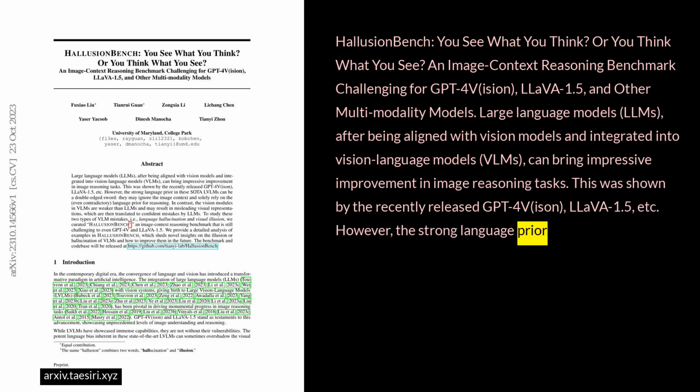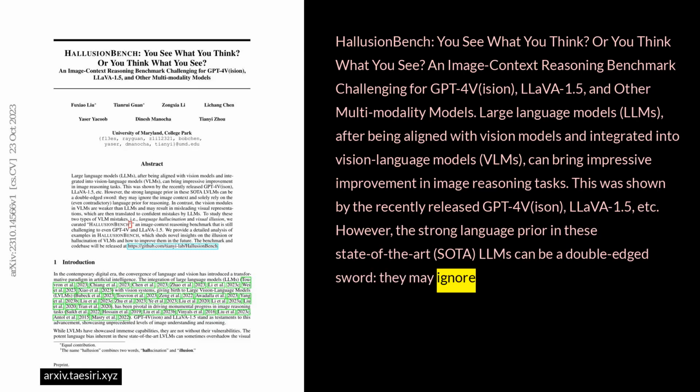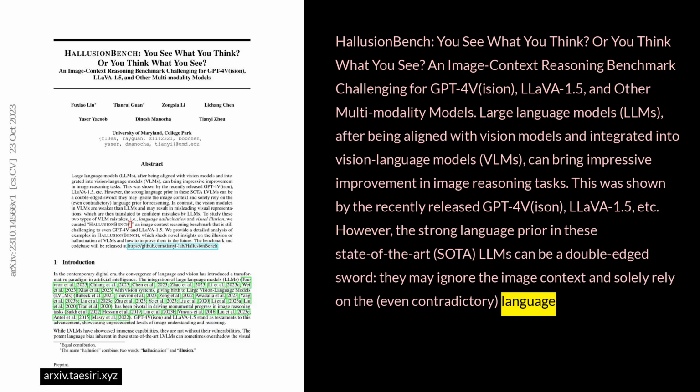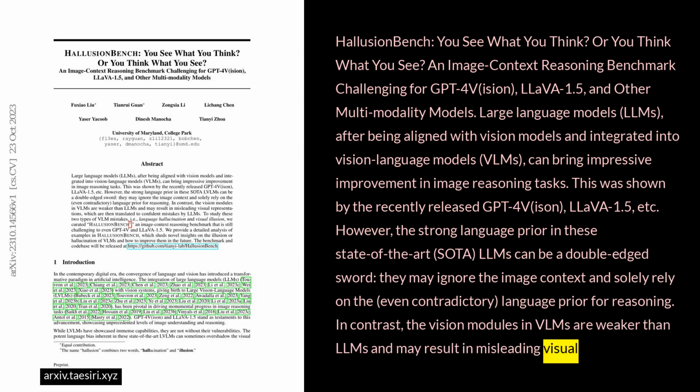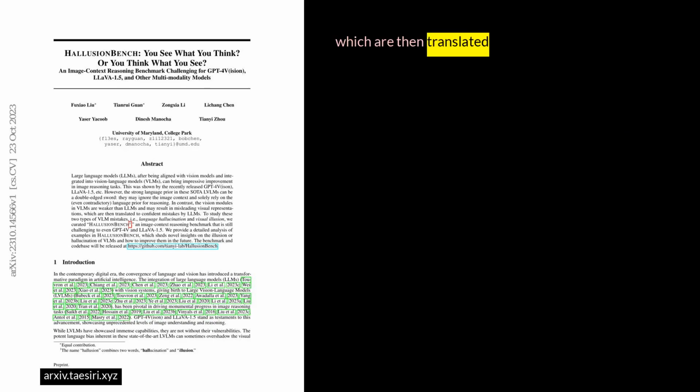However, the strong language prior in these state-of-the-art, SOTA, LLMs can be a double-edged sword. They may ignore the image context and solely rely on the even contradictory language prior for reasoning. In contrast, the vision modules in VLMs are weaker than LLMs and may result in misleading visual representations, which are then translated to confident mistakes by LLMs.